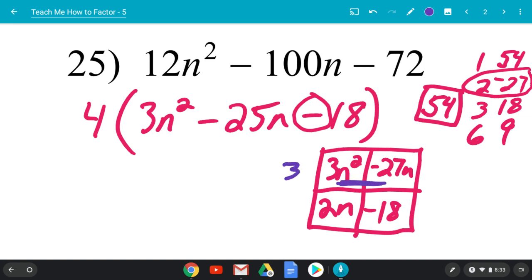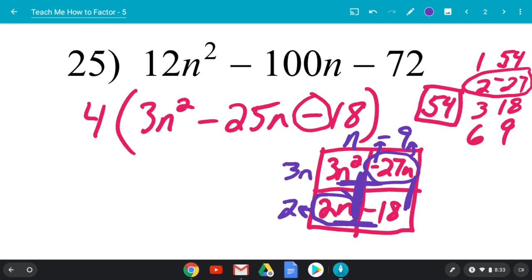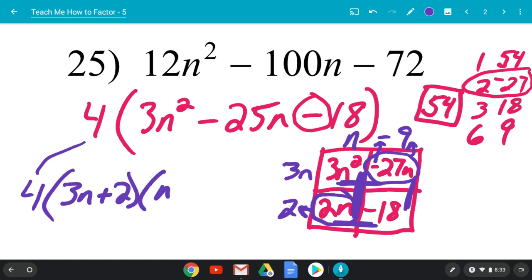of each. 3 and an n. There's an n in both of those. Here, 2. Then up and down, just an n. Up and down, a negative 9. Why is it negative? Because that sign right there is negative. Whatever the sign is in the box goes with it. Like this one is positive, so that's positive. That's just the way it goes. Makes it easier with the signs. So now this 4 just moves down, and I'm left with 3n plus 2 and n minus 9.